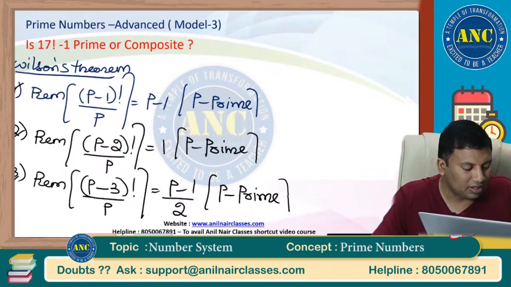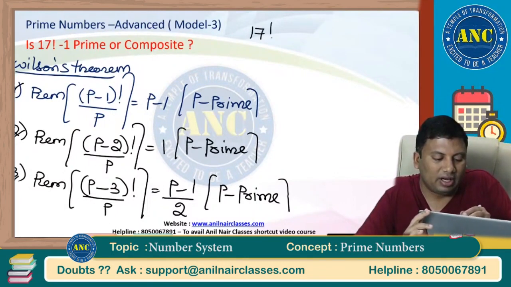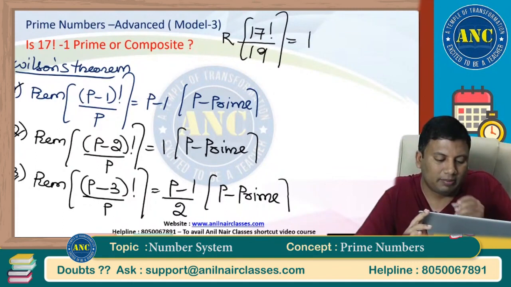Now see here, listen carefully. This question, 17 factorial, if I divide by 19, p minus 2 factorial by p, it is nothing but 1.